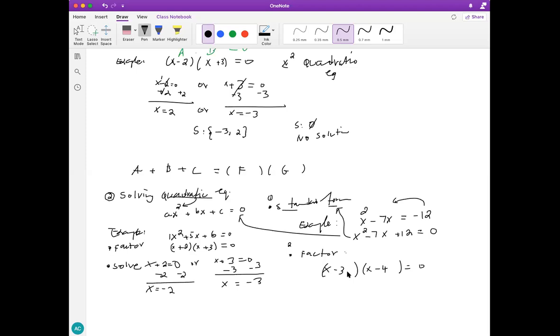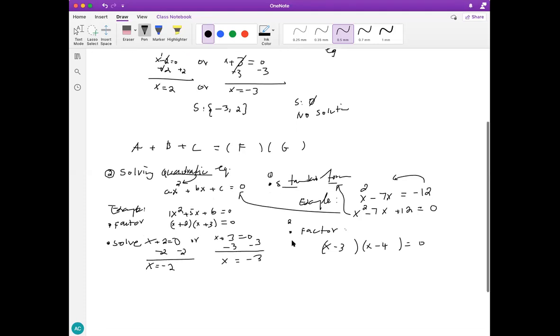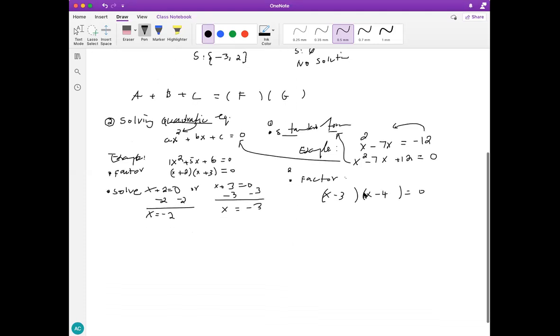Doesn't matter which one you write first. If you multiply these, you get positive 12. If you combine them, you get negative 7. So again, we talked about factoring in detail. So go back and review the last 2 lectures before you start this if you forgot your factoring.